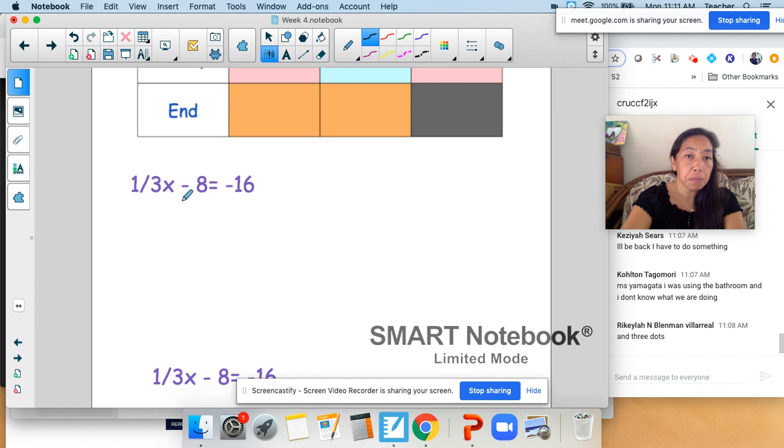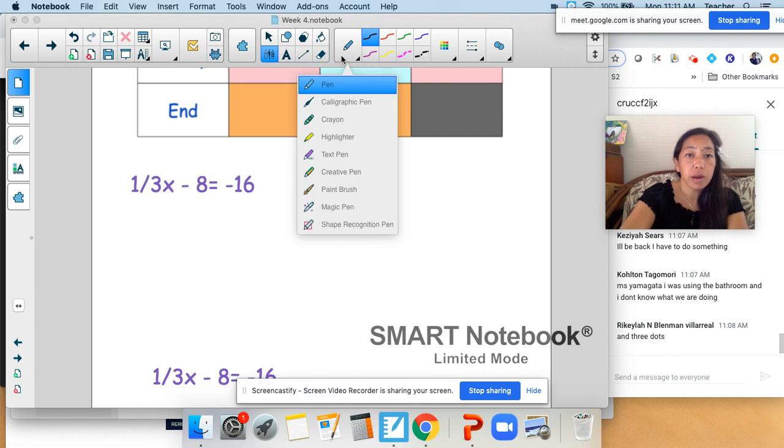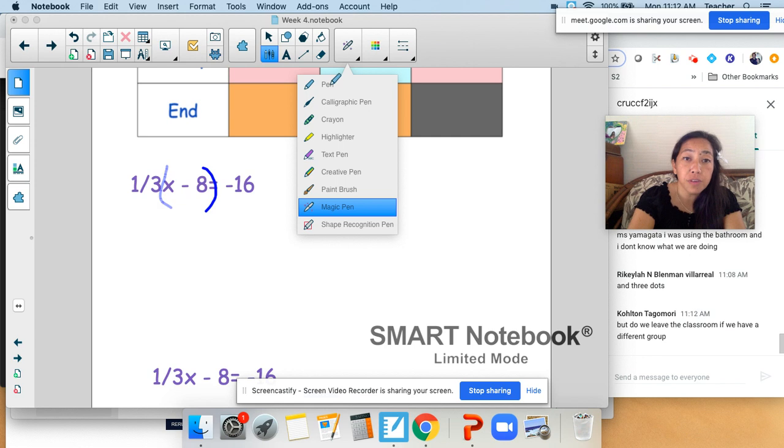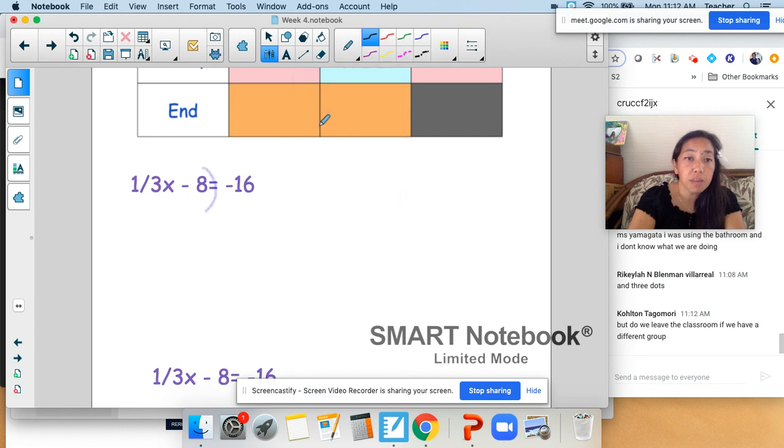So if we look at the problem here, we have 1/3 of x minus 8 is equal to negative 16. Okay, it's not 1/3 times the quantity x minus 8 with parentheses. It's 1/3 times x, which means the 1/3 x happened first. Otherwise the parentheses would be there. Okay, so 1/3 happened first. That means minus 8 happened after.